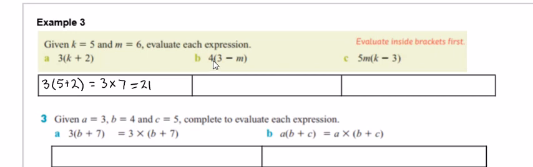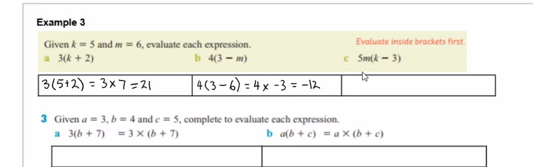B says 4 outside the brackets, 3 minus m. So we've got 4 outside of 3 minus, replace the m with 6. So now we have 4 times, what's inside brackets? 3 take away 6, which is negative 3. So 4 times negative 3 is negative 12.